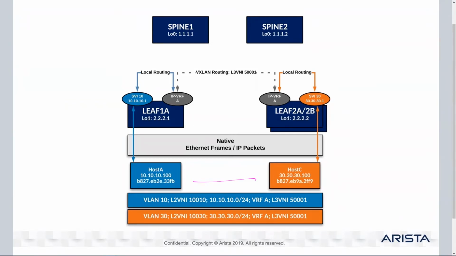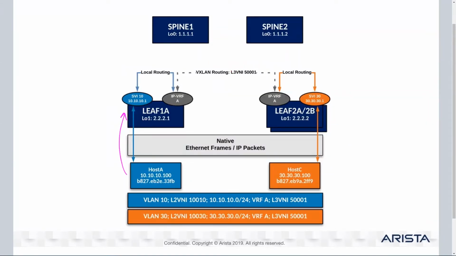Now, just as in the first scenario, host A sends its echo request towards its first hop gateway, which resides on leaf 1A. Now, this is where the difference is between symmetric and asymmetric. Instead of leaf 1A routing directly into the destination subnet, it's actually going to perform a VxLAN routing operation via L3 VNI 50,001 in this case, towards the next hop VTEP that has advertised reachability to that respective host. In this case, host C.